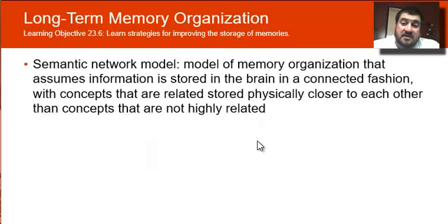And then for long-term memory organization, the semantic network model basically says that in your brain, things that are more closely related will be stored closer together than concepts that are not highly related. And again, this is just a theory. It's difficult to prove. But that's all I have for your first lesson in memory.